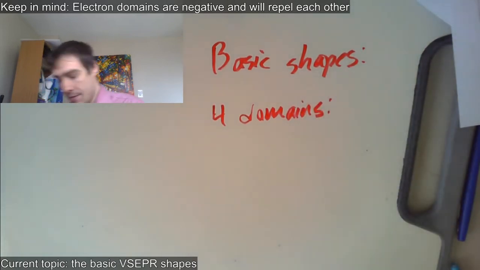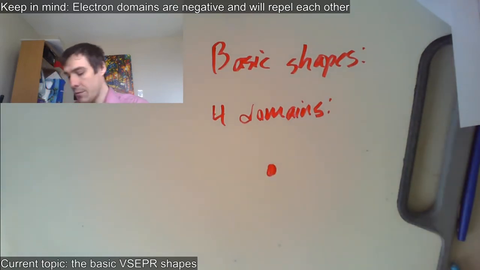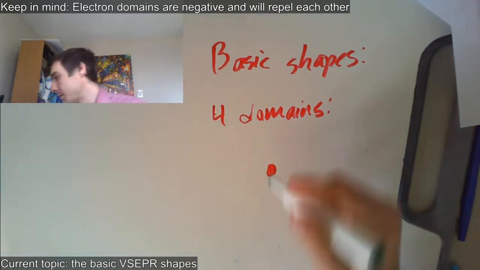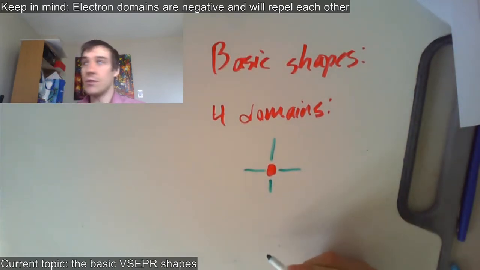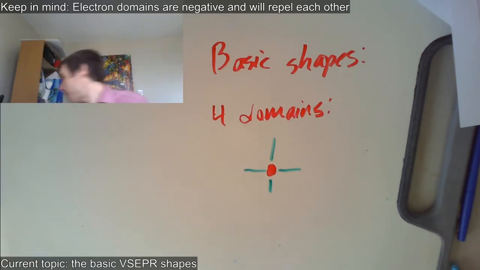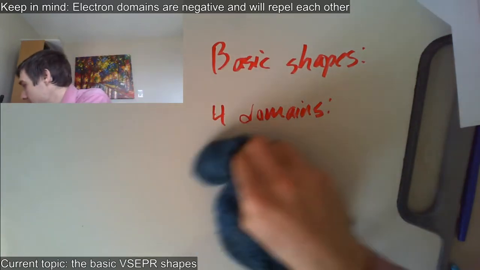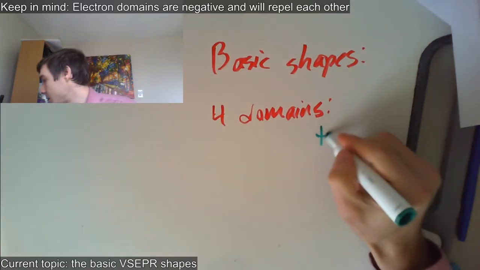A very common mistake that I see people make is they think that 4 domains is going to follow the same pattern where we spread it around in a circle. This is not true. This is not what 4 domains looks like, because you have to remember that this is in 3D. So 4 domains actually adopts what we call a tetrahedron.